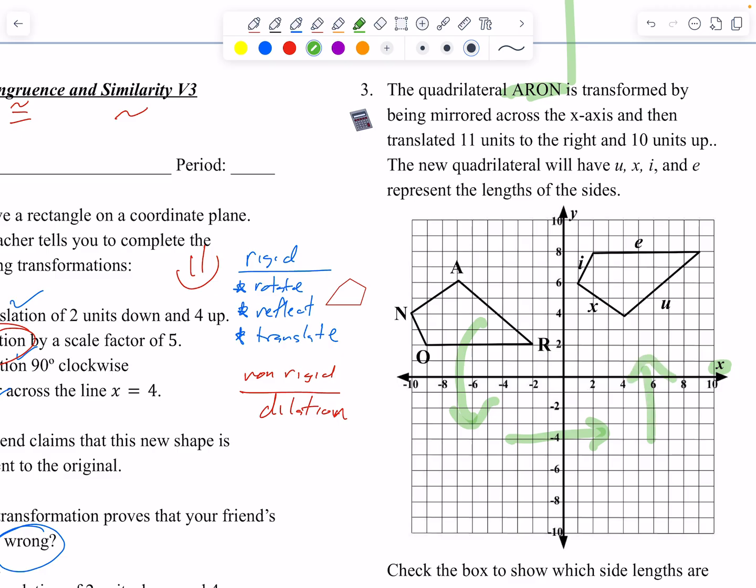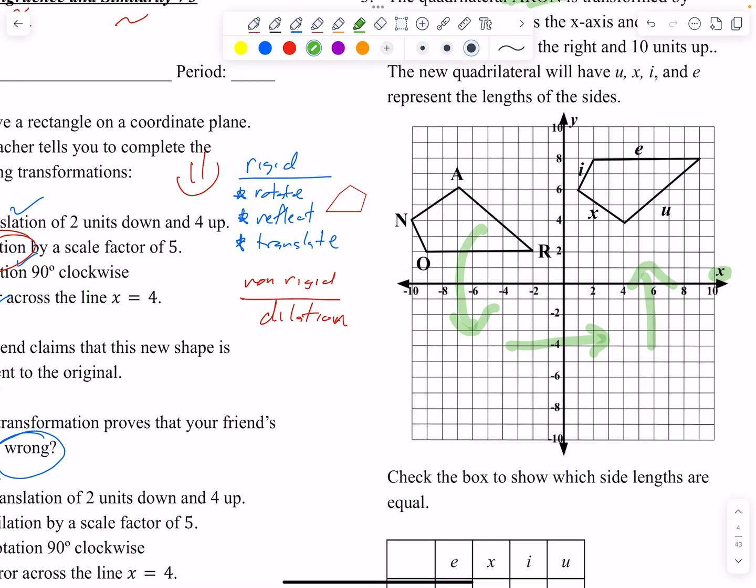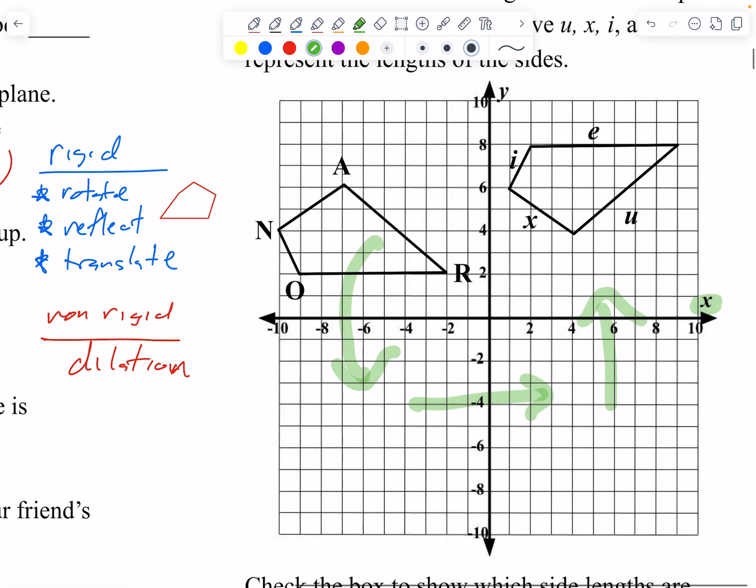The new quadrilateral will have UXIE for the new side. So check the box which side lengths are equal. So you just got to match the corresponding vocab right here, sides. So this one's just like, okay, which one goes with what?